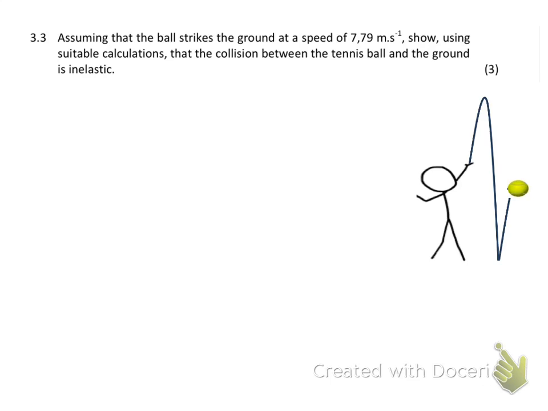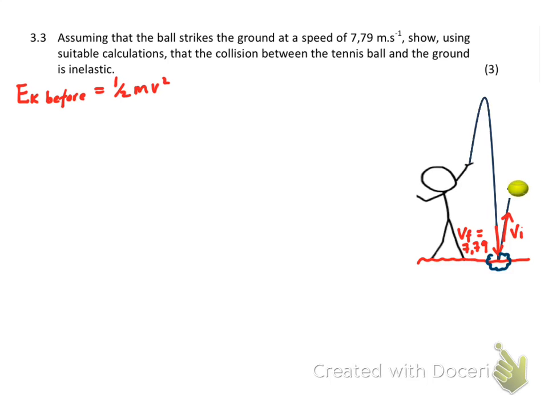Assuming the ball strikes the ground at a speed of 7.79 meters per second, show using suitable calculations that the collision is inelastic. So we're interested in the ball coming down, and its final velocity we are given in the question of 7.79 meters per second down. It then collides with the ground and then heads off up at some other velocity which we've just calculated. And so it's that collision that we're interested in showing is inelastic.